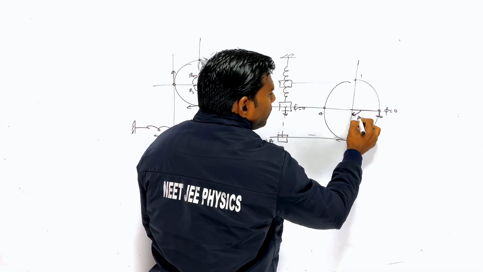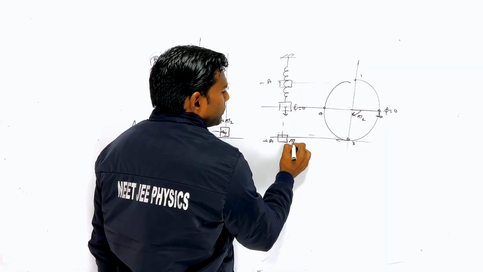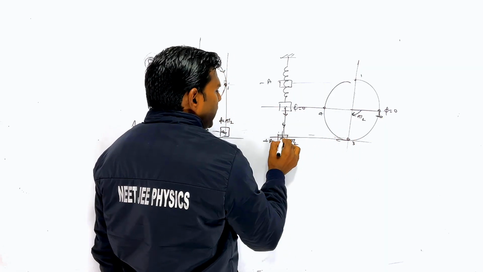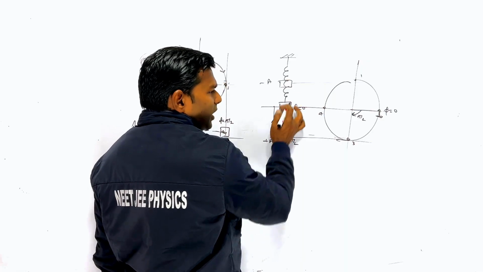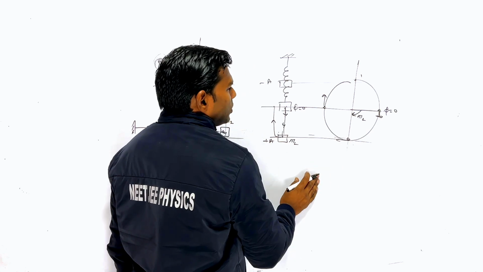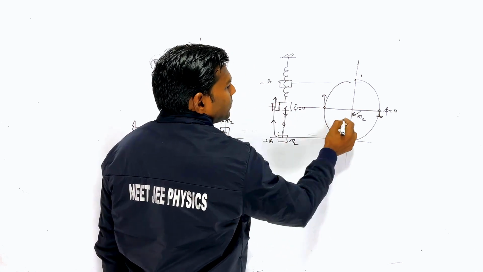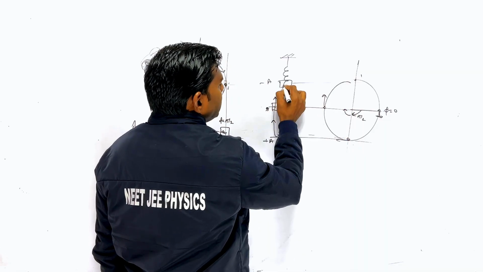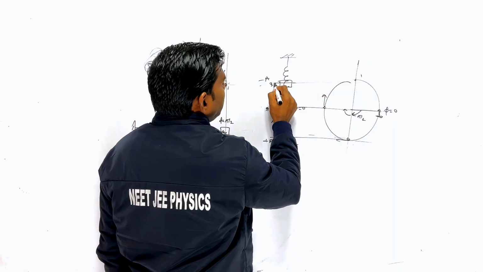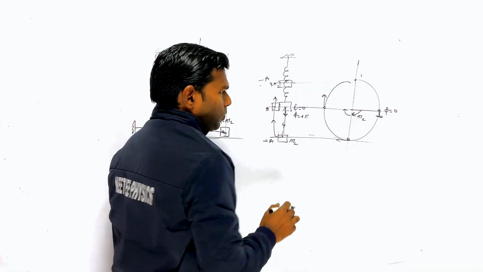So what phase is covered? Pi by 2. So what is the phase at this point? Pi by 2. When it moves further, the block moves again and reaches this point. What is the phase when it is moving back? Pi. And what is the phase at this point? 3 pi by 2. When it comes back, what is the phase? 2 pi.